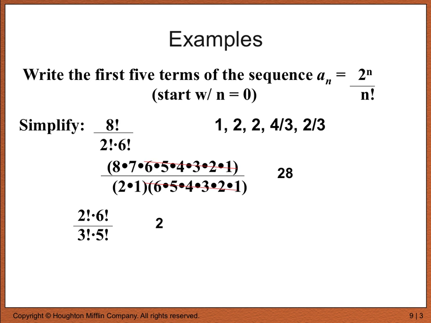You should have come up with 2, and the method is the same. You're going to expand it and then cancel what you can. In this case, you can cancel the 2 factorial with part of the 3 factorial. You can also cancel the 5 factorial with part of the 6 factorial, so you can double cancel. But in any case, you should have ended up with 2. If you didn't, you'll need to try this over again, expanding and seeing what you can cancel.